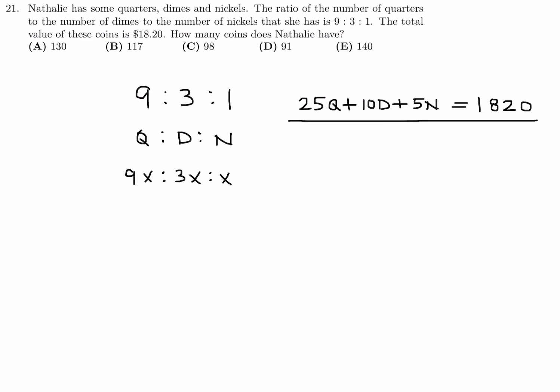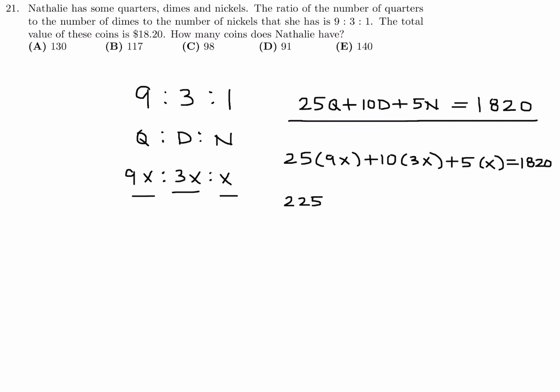Now, we know that the number of quarters is 9x. The number of dimes is 3x. And the number of nickels is just x. And that is 1820. So if you add all this up, you multiply this out, you get 225x plus 30x plus 5x is 1820. And this whole side totals 260x, and that's of course 1820 again. And if you divide through, you get x is equal to 7.